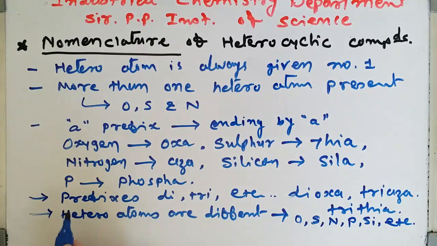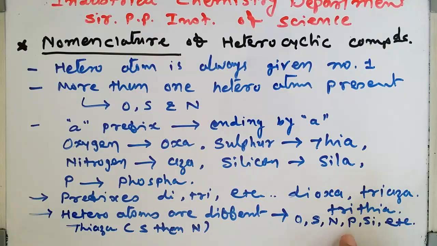As for example, thiaza indicates S then N: sulfur then nitrogen. So if the heteroatoms are different, their order of citation starts with the heteroatom of as high a group in the periodic table and as low an atomic number in that group. Thus, the order of naming starts from oxygen, sulfur, nitrogen, phosphorus, silicon, etc. As for example, thiaza, sulfur then nitrogen. These are the main points.